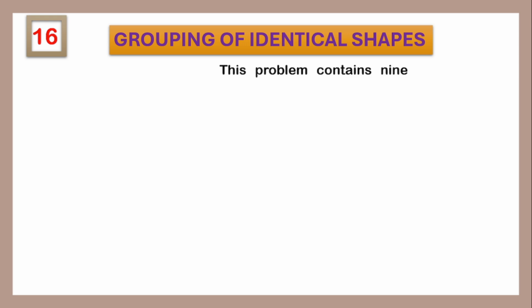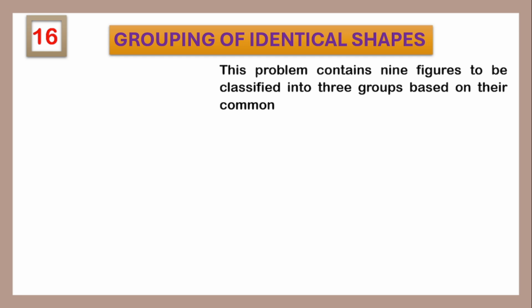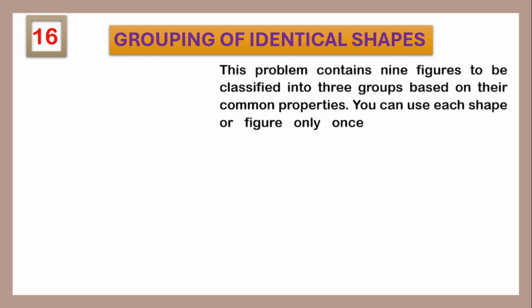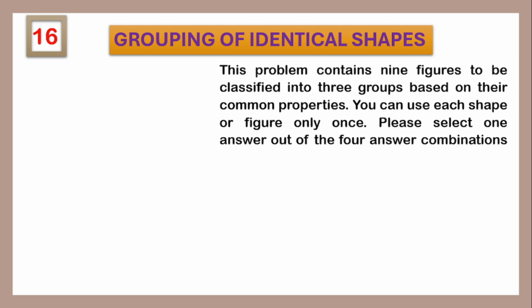Grouping of identical shapes. This problem contains 9 figures to be classified into 3 groups based on their common properties. You can use each shape or figure only once. Please select one answer out of the 4 answer combinations given.